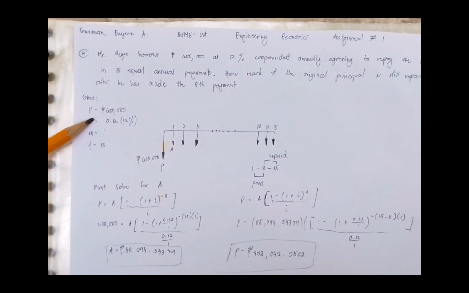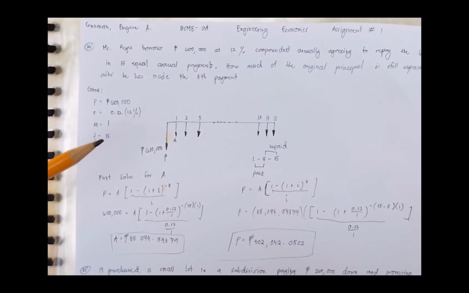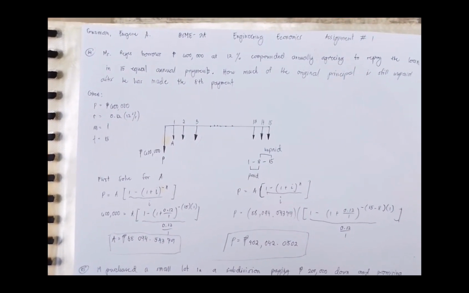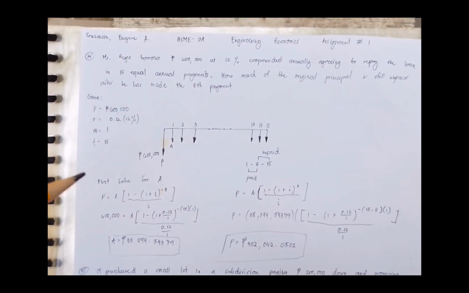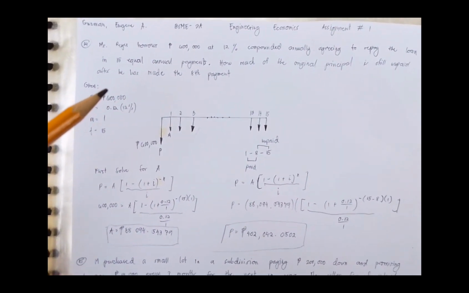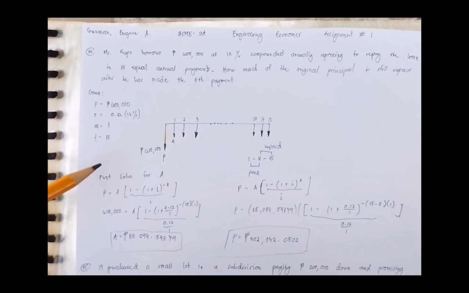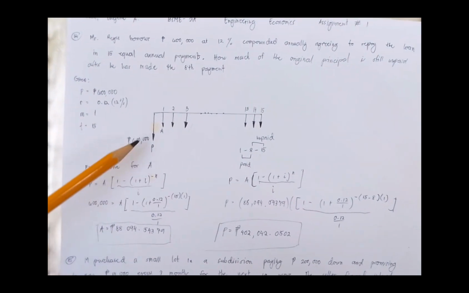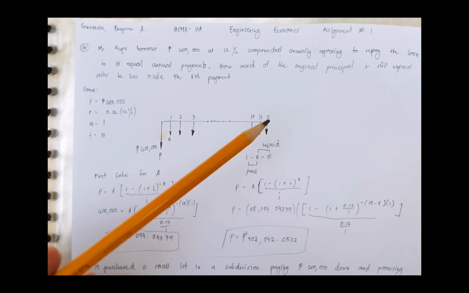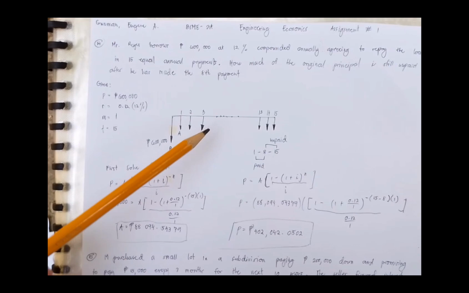So P is equal to 600,000. R is equal to 0.12 or 12%. M is compounded annually, so meaning 1. T is 15 years, since it is annual and there are 15 annual payments, meaning 15 years. Then for the cash flow diagram, we make a timeline up to 15 years, with our annual payment at 1, 2, 3.